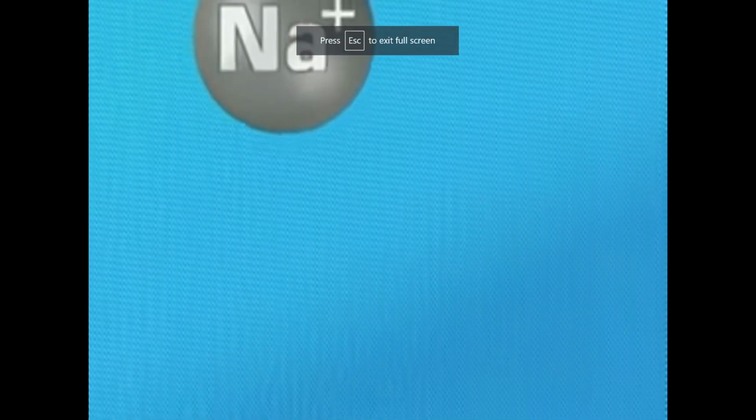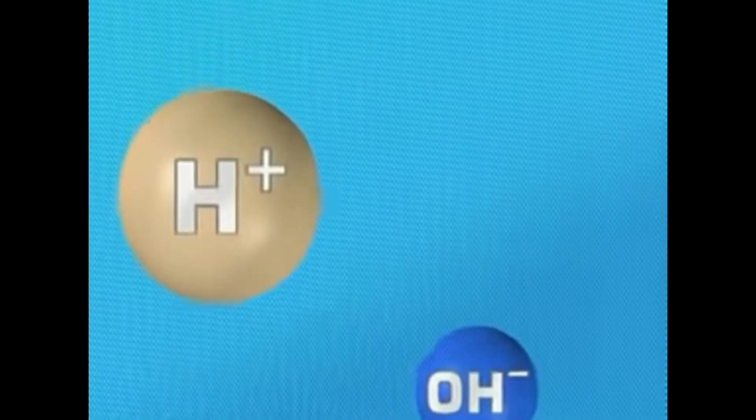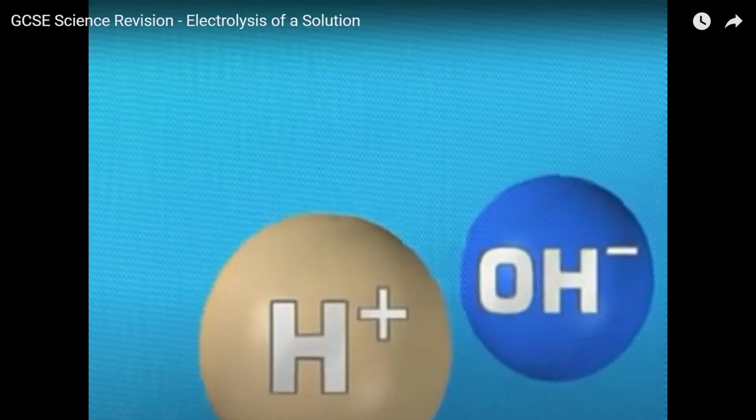Imagine you can see the charged particles in solution. There are sodium ions, which are positive, and chloride ions, which are negative. The others are present in water: positive hydrogen ions and negative hydroxide ions. How many positive hydrogen ions and negative hydroxide ions are there in water?